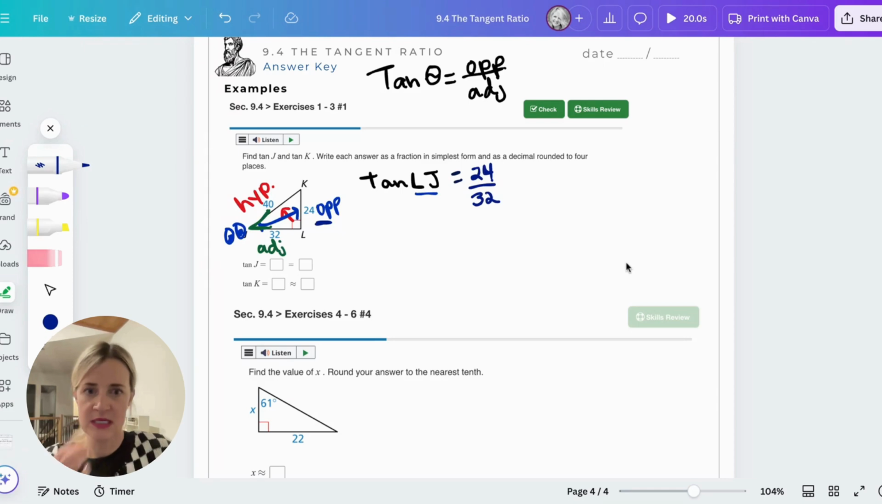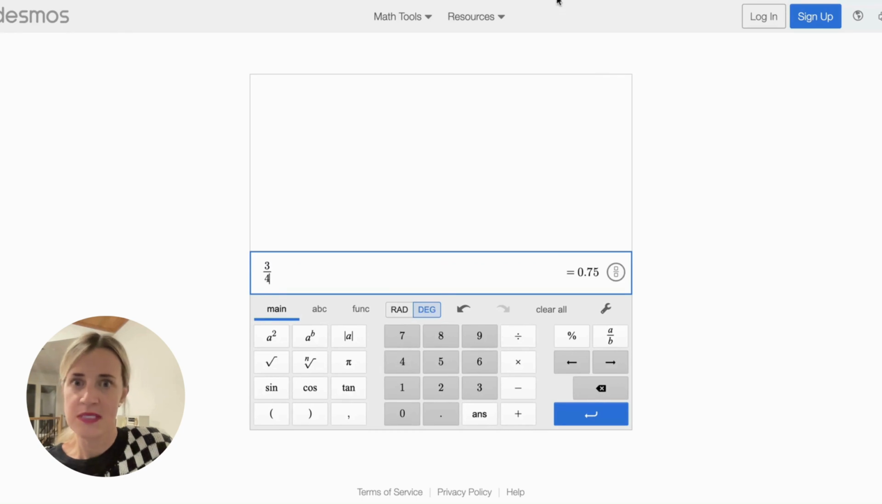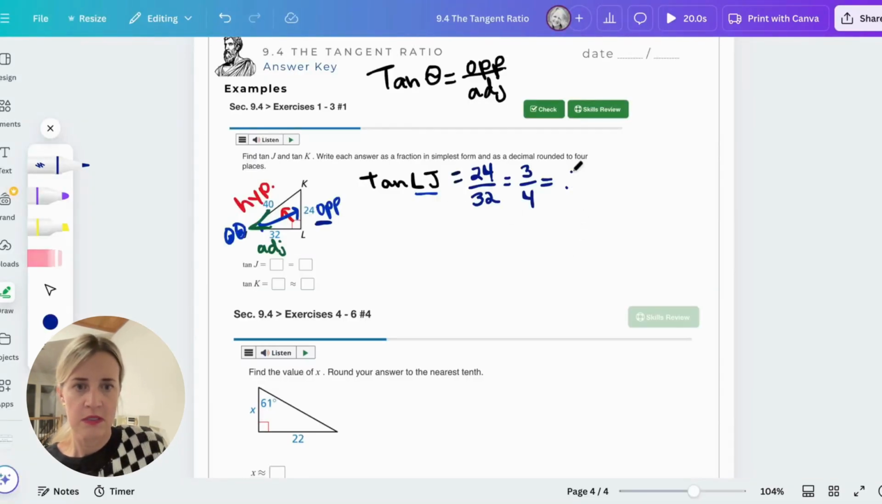Okay, we're going to go ahead and then it says, write each fraction in simplest form as a decimal rounded to 4 decimal places. So simplest form, let's reduce that. What numbers divide evenly into those? 8 divides both into 24 and 32. So 8 goes into 24, 8, 16, 24, 3 times. And 8 goes into 32, 8, 16, 24, 32, 4 times. So 3/4 is our lowest fraction. We're going to put that into our calculator. I'm going to open up Desmos here. I'm just going to do 3 divided by 4, and I get 0.75. So that is our answer for that one, tangent of angle J.